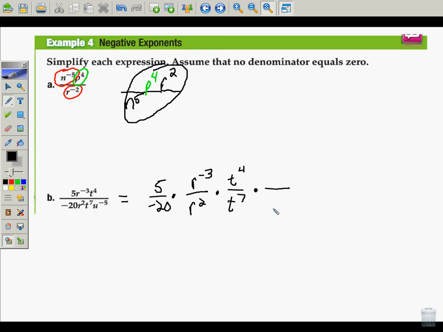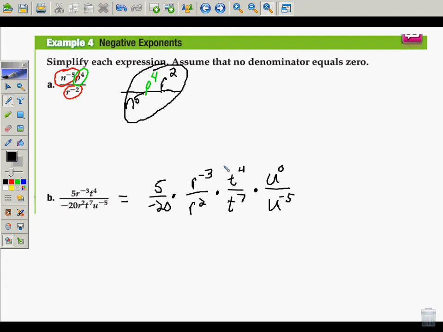If you don't have a term in the numerator that you want for a variable, or in the denominator, you can just always put that variable raised to the 0 power, because we know any variable raised to the 0 power is just 1, so that's not going to ever change anything. And then, now that I've got this all written out in pieces, I can simplify each individual piece.